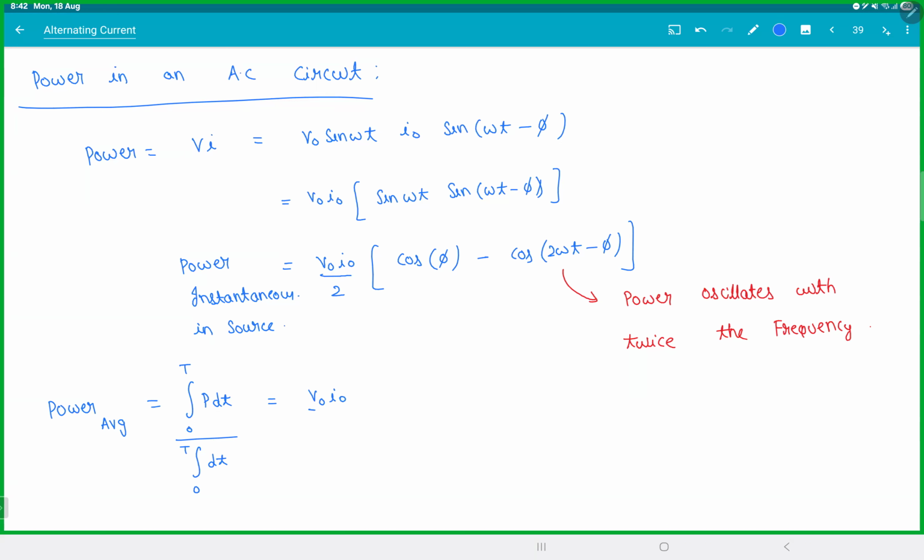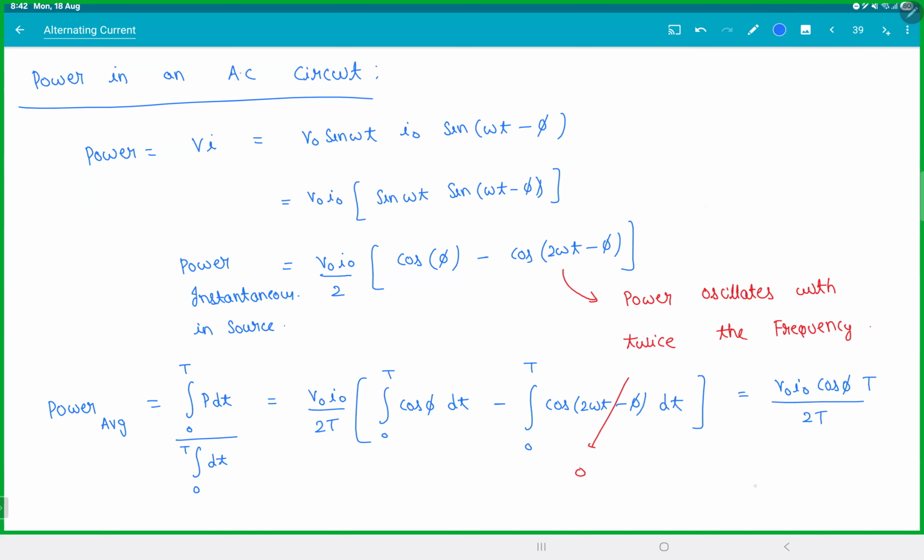This will be V naught I naught by 2T. Remember, phi is a constant. And for a cos function, in one time period you get 0. It doesn't matter what function you take, a cos per one cycle will always give you a 0. This becomes 0. So you end up with V naught I naught cos phi t by 2t. You got V naught I naught by 2 cos phi. That's your average power.